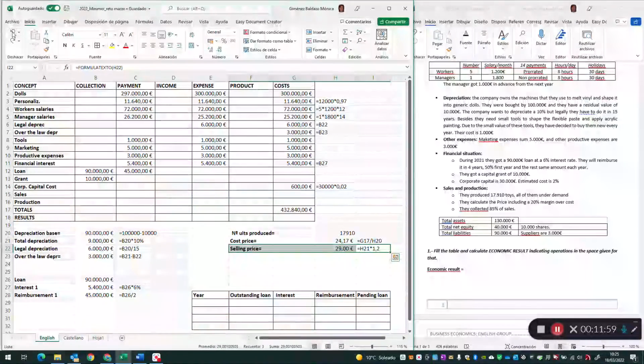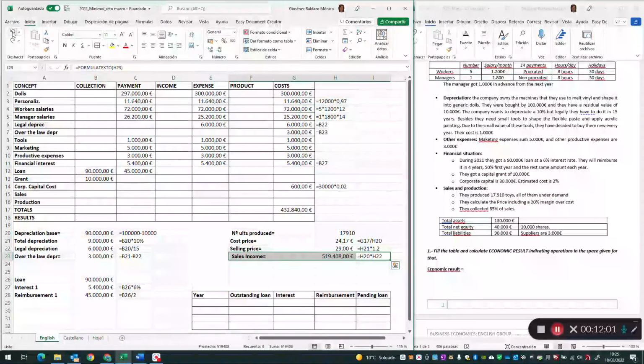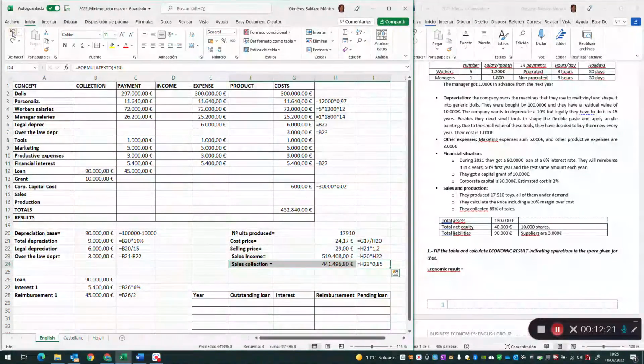So total sales, or income sales, is going to be 17,910 multiplied by 29. Okay, so the number of units sold, which is the same as the number of units produced in this case, multiplied by the selling price. And collections are going to be 85% of this amount.